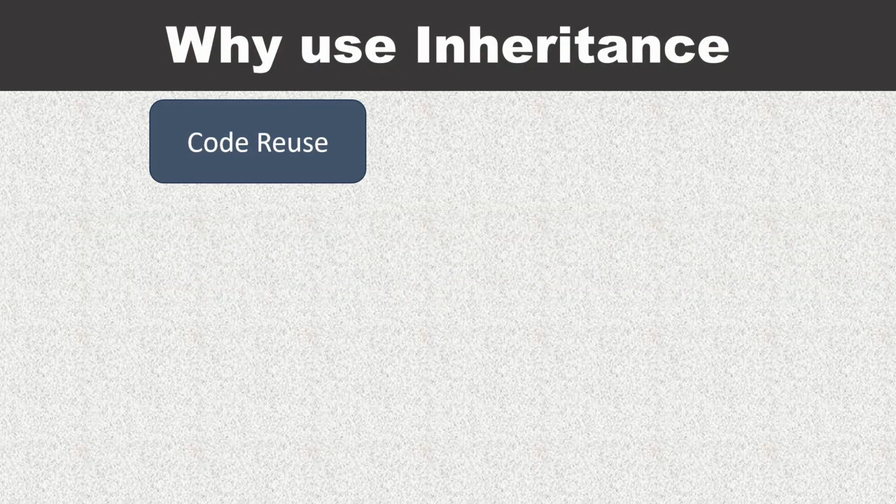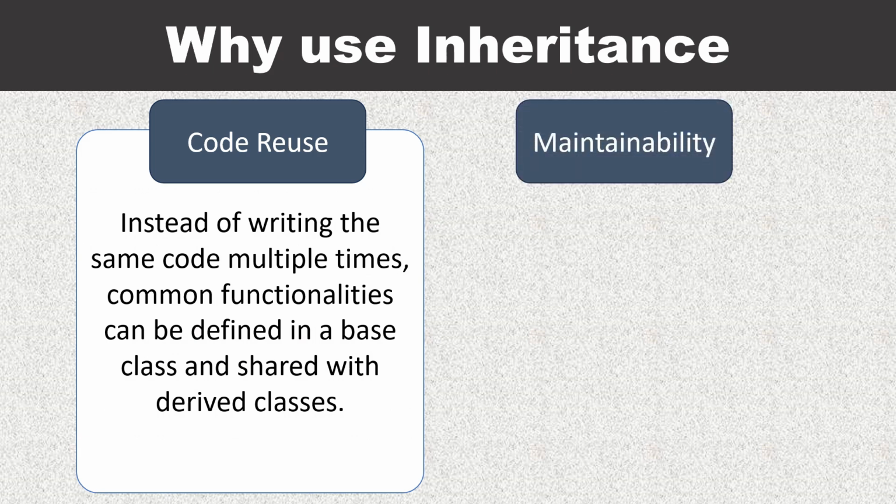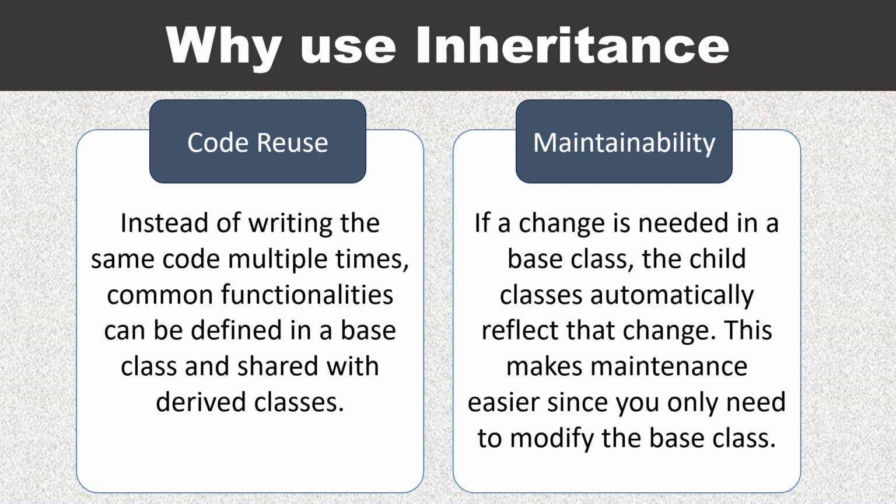Code reuse. Instead of writing the same code multiple times, common functionalities can be defined in a base class and shared with derived classes. Maintainability. If a change is needed in a base class, the child classes automatically reflect that change. This makes maintenance easier since you only need to modify the base class.